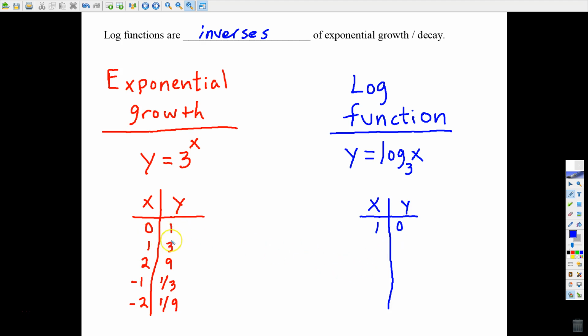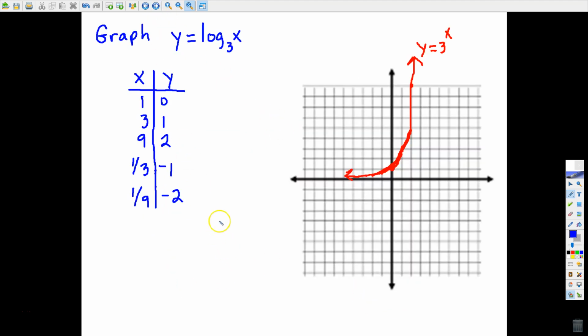That's true of any graph. If you want to find the inverse of a given graph, you can take ordered pairs off the original and switch the x and y coordinates, and you'll have the inverse. So pretty simple really. If you want to come up with the graph of a log function, think of its related growth or decay function, come up with that table, and then switch the ordered pairs for the log.